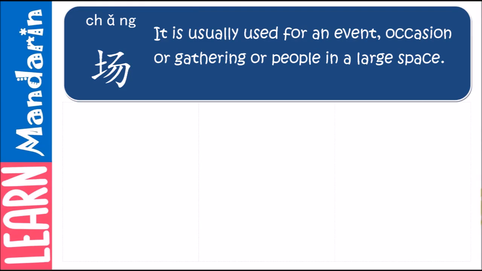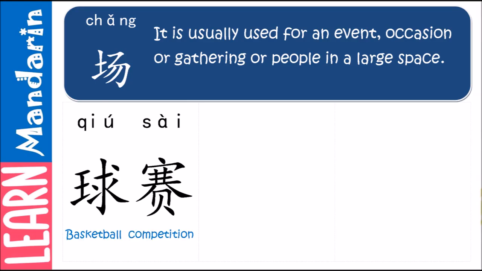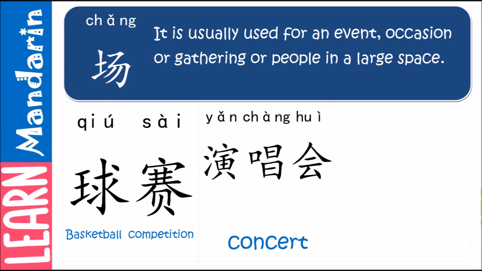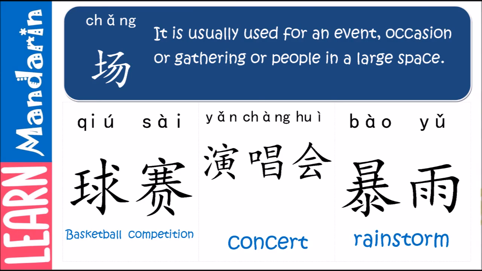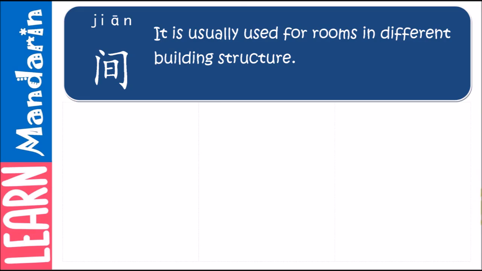The next measure word is 场, which is commonly used for an event, occasion, or gathering of people in a large space. Examples of nouns that are commonly paired with the measure word 场 are 球赛, 演唱会, and 鲍鱼. 间 is a measure word which means room, that is usually used for rooms in different building structures.